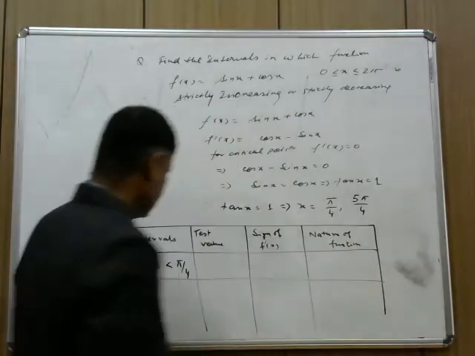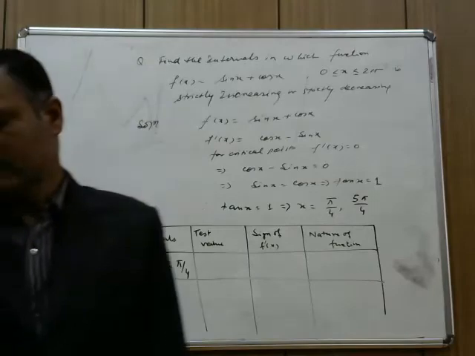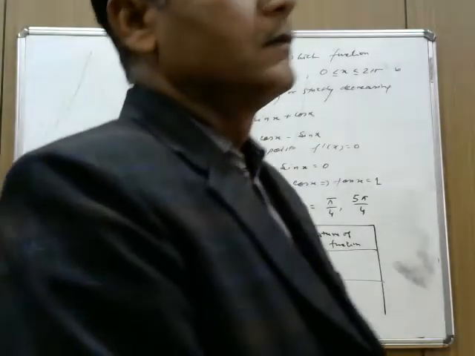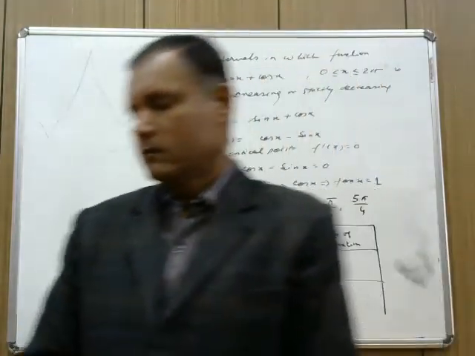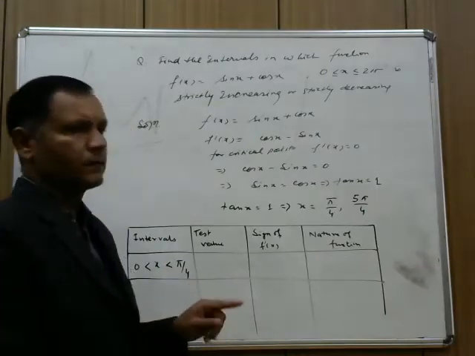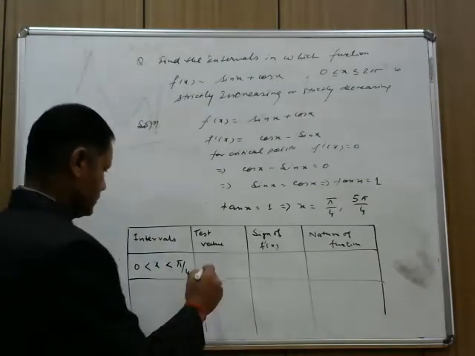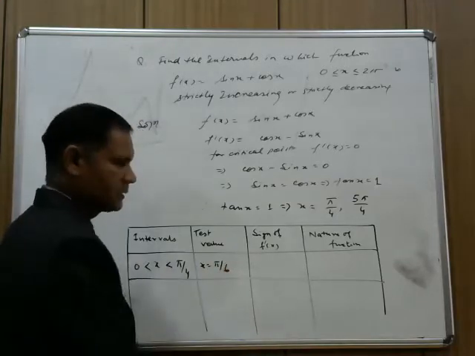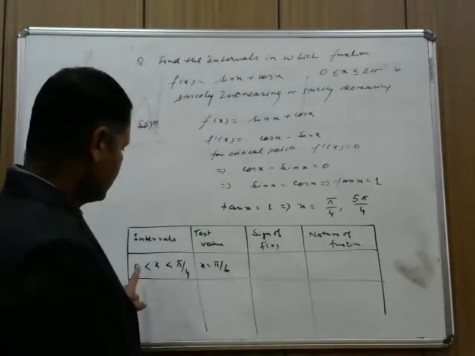Now tell me, when x is greater than 0 and less than pi by 4, we can take the value pi by 6, we can take very easily, no? In between 0 to pi by 4. Let x is equal to pi by 6, which is lying between 0 to pi by 4.